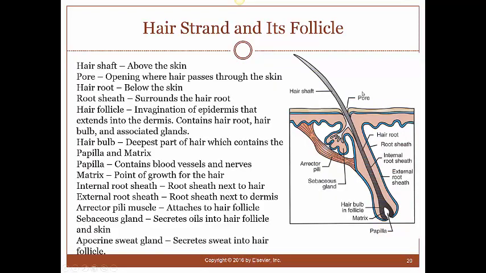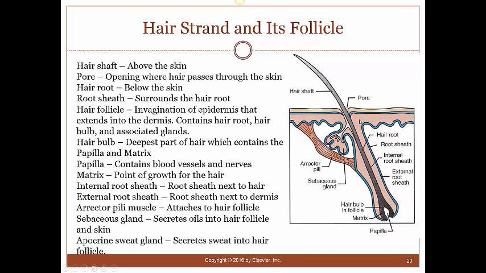So when we look at the hair, there's a lot of different parts that we'll go over. Here's a whole list of them to the side. We're going to start off with the hair shaft. This is the part of the hair that we see above the skin. The pore is the opening through the epidermis and dermis where the hair shaft exits. The hair root is all the part of the hair underneath or below the skin level.